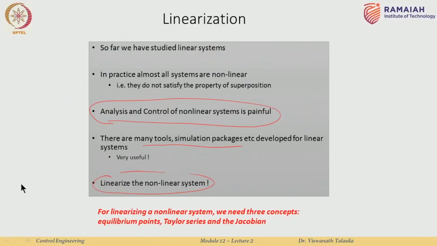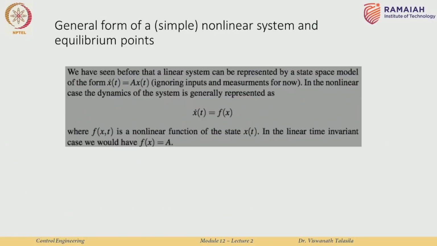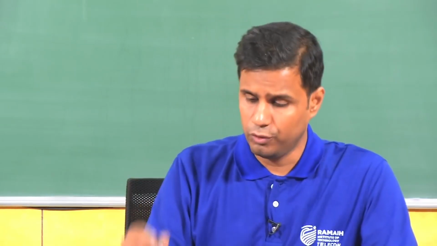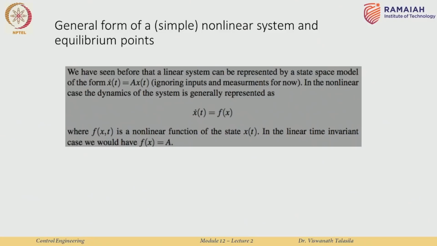Now that we know that this is what we are going to do, linearize the nonlinear system, first let us look at the general expression for the nonlinear system. If you recall, the linear state space system was x dot equal to Ax plus Bu, y equal to Cx plus Du. Let us ignore the inputs and outputs for the minute. So, what we will have is basically a system of the type x dot equal to A times x, and notice that A is independent of x. That is the crucial thing. A may be a function of time, A may be constants, whatever it is, but it is independent of x.